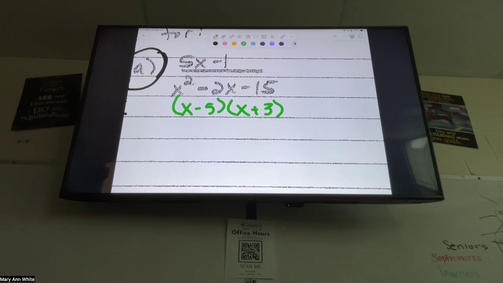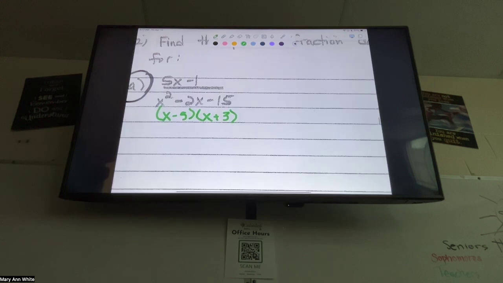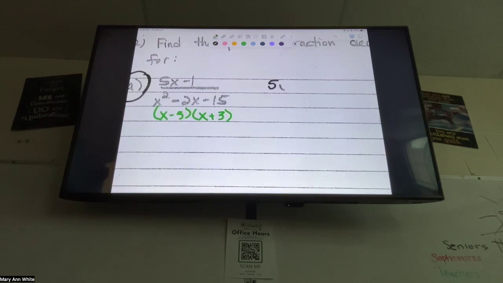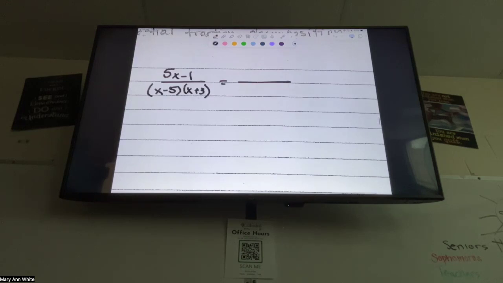When it says we're decomposing it, it means we're breaking it down, breaking it apart. So I'm arguing that this fraction that was given to us, 5x minus 1 over x minus 5 times x plus 3, can be split into 2 fractions. And each one has a denominator that is one of those factors. That's something over x minus 5 plus something over x plus 3. And that's going to get me to that 5x minus 1 over x minus 5, x plus 3.